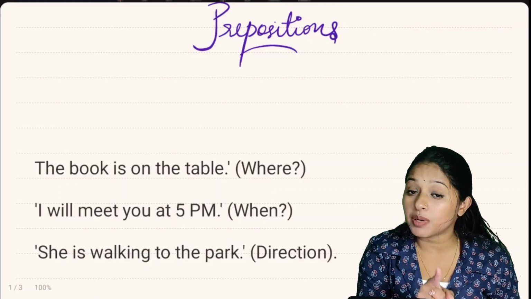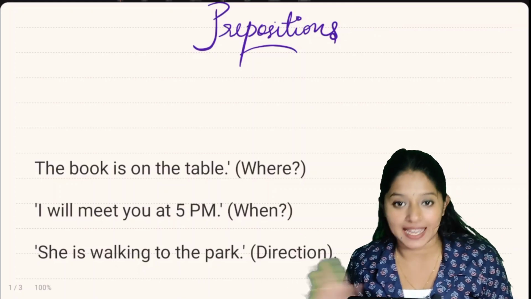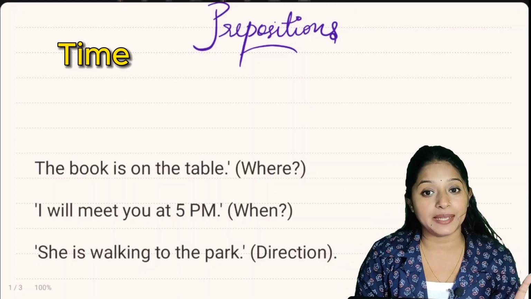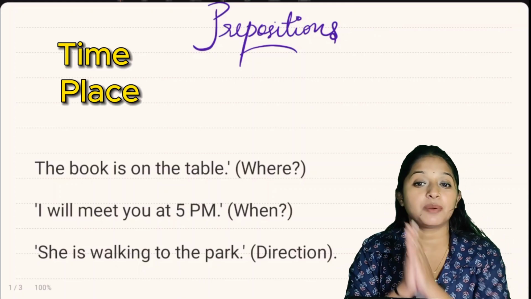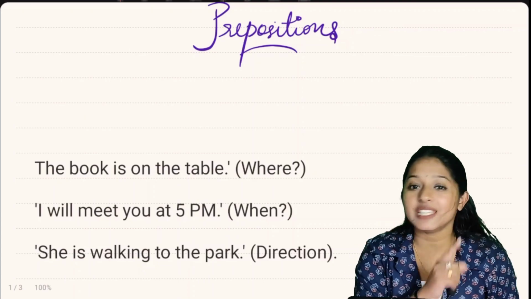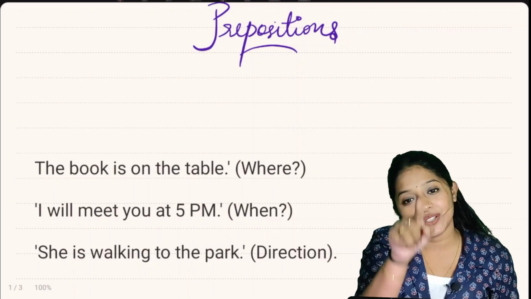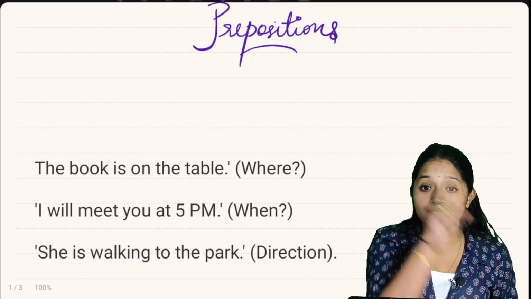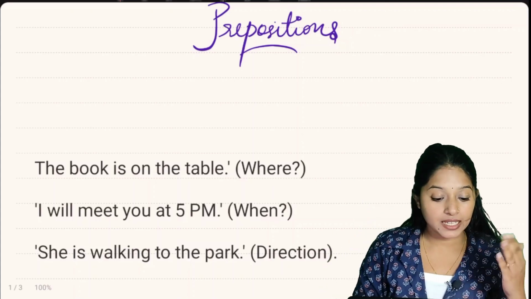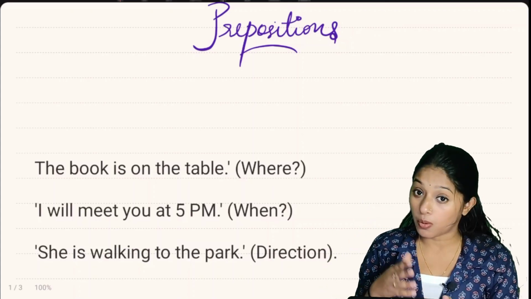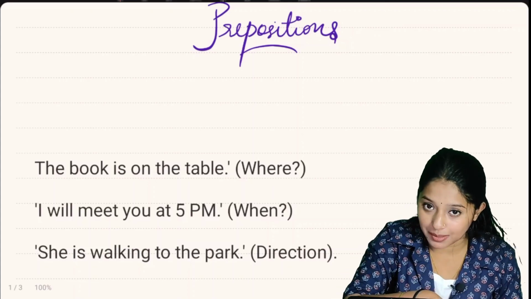These prepositions are divided into three categories: preposition of time, preposition of place, and preposition of direction. These prepositions answer the questions of where, how, and when. For example, the book is on the table. Where is the book? On the table.